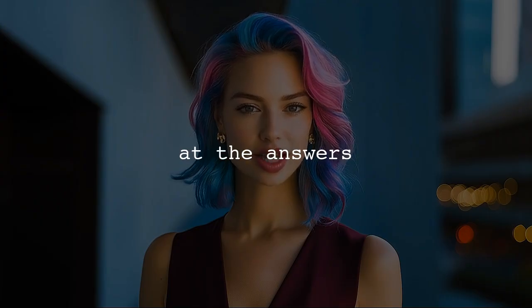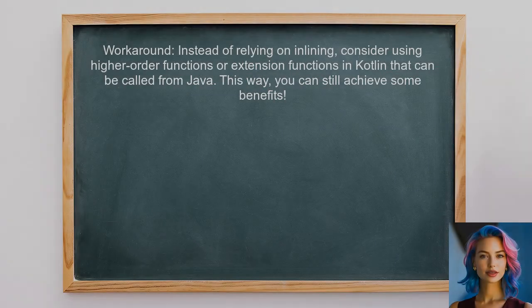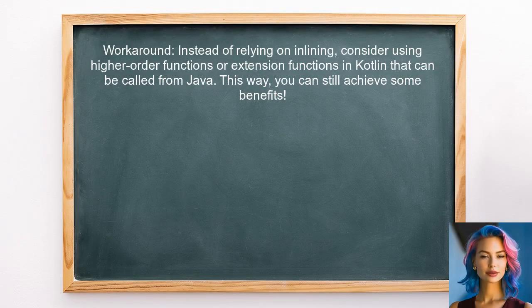Now let's look at the answers provided by other users. Here's the workaround I promised. Instead of relying on inlining, consider using higher-order functions or extension functions in Kotlin that can be called from Java. This way, you can still achieve some of the benefits of Kotlin's features.